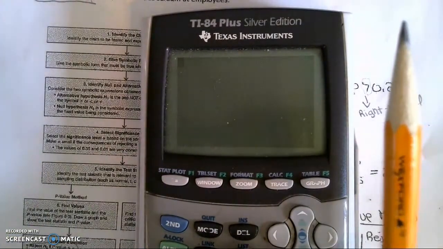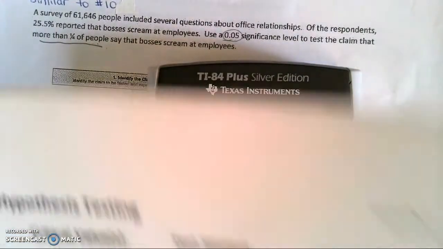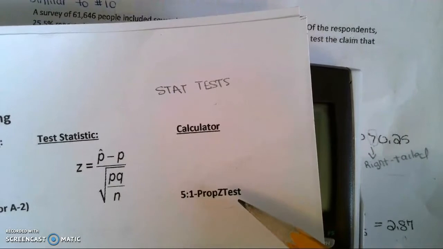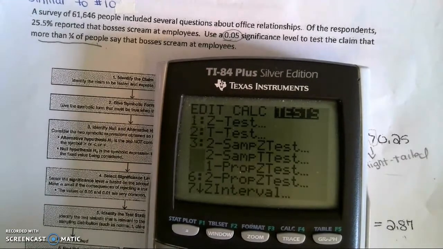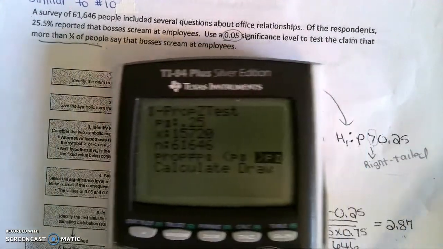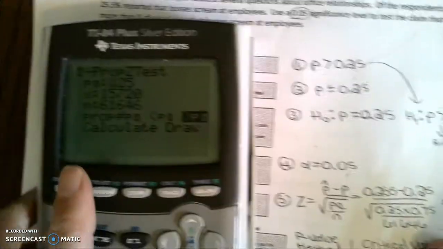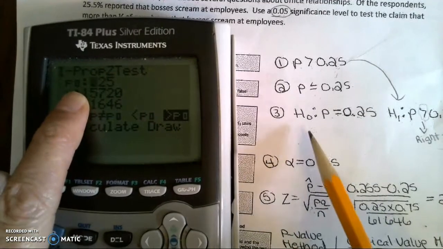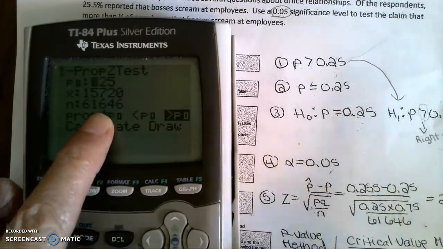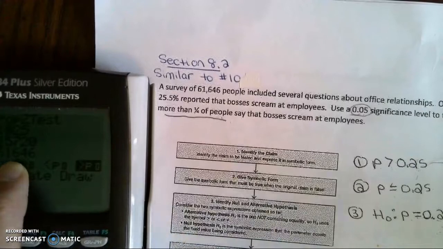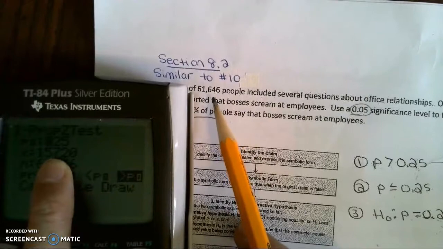So I go to Stat, Test, and I want to go down to number 5, 1-PropZTest, whenever it's a claim about a percentage or proportion. Okay, let me talk about what we have on here. P0 is, think of this as H0. It's always the number that goes along with the null hypothesis. That's that one. N is how many people we have altogether, which is this. And then X is how many people out of this sample say that their bosses yell at them.